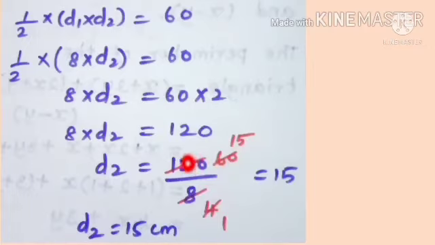Now cancelling 120 and 8 by using the 2 table. Here it is 60 times, 60 into 2 is 120. And in the denominator it is 4 times. Again we are cancelling 60 and 4 by using the 4th table. Here it is 15 times, and in the denominator it is 1 times. So thus we get the length of the other diagonal, which is D2, as 15 centimeter.